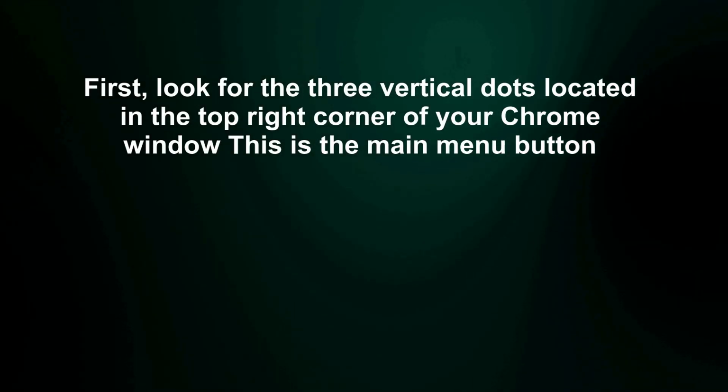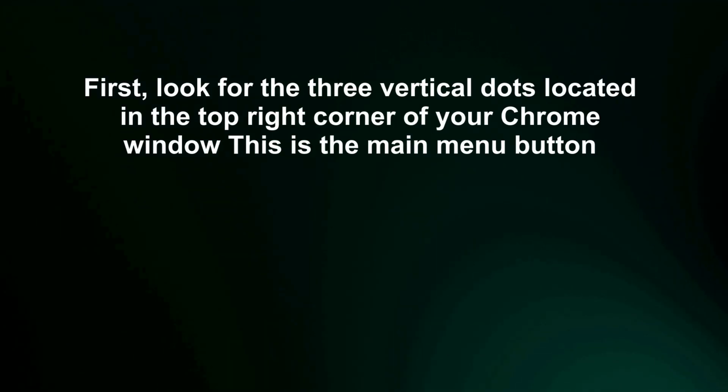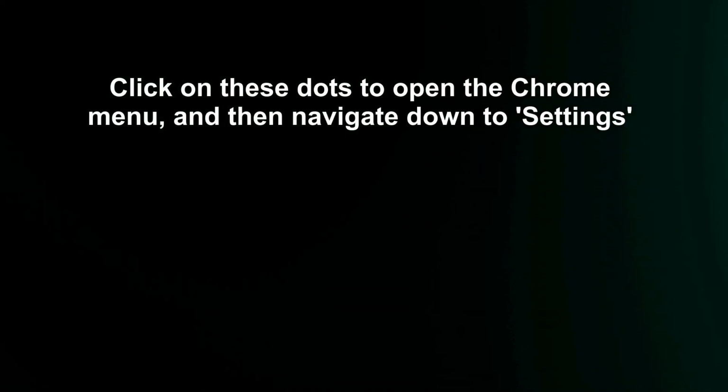First, look for the 3 vertical dots located in the top right corner of your Chrome window. This is the main menu button. Click on these dots to open the Chrome menu, and then navigate down to Settings.